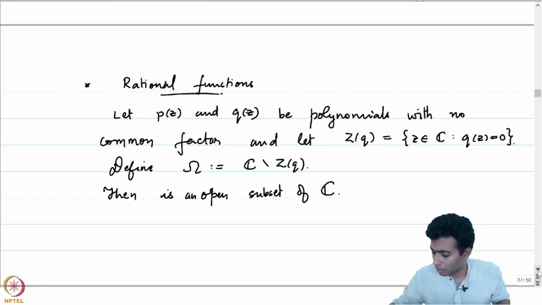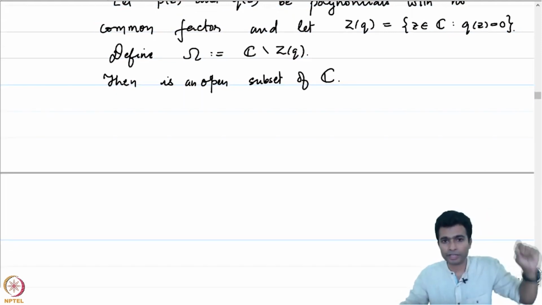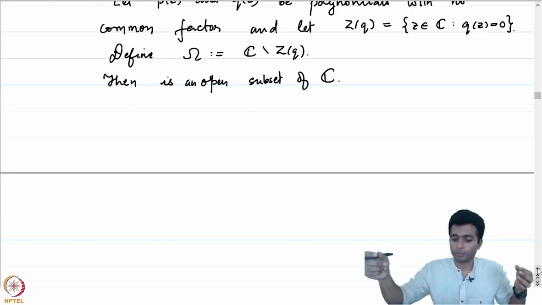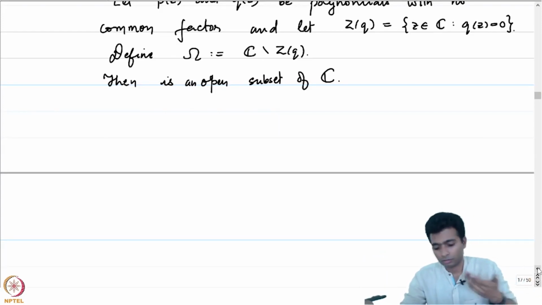It's also not a difficult check to see that omega is a connected subset of C, because you are only removing finitely many points. It's very easy to show that any two points in C minus z of q can be connected by a path.